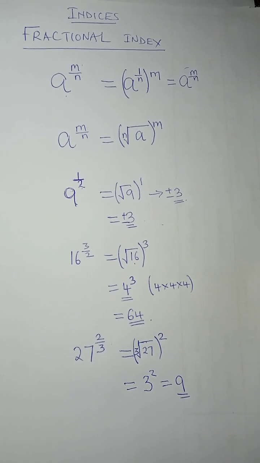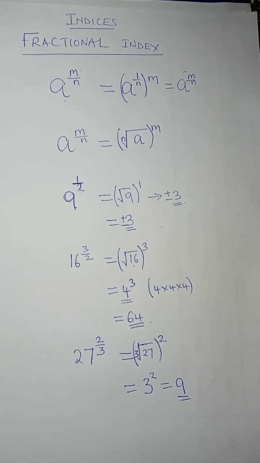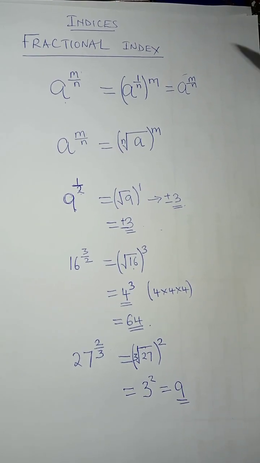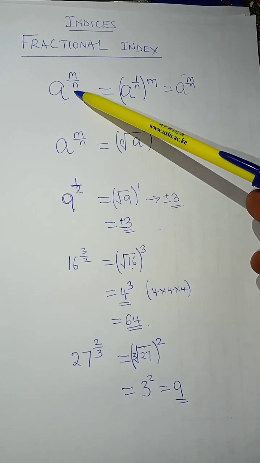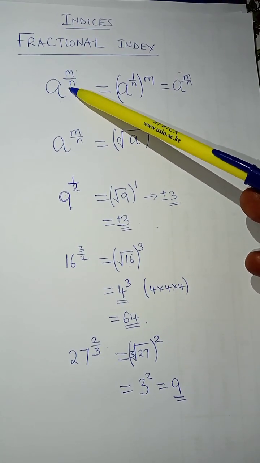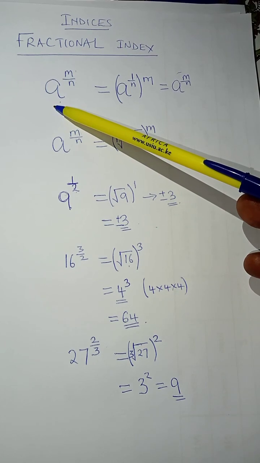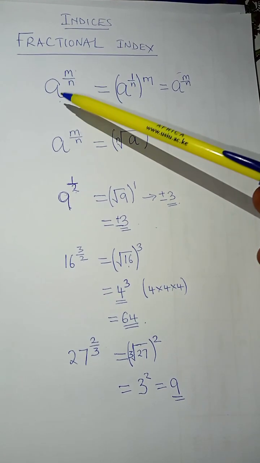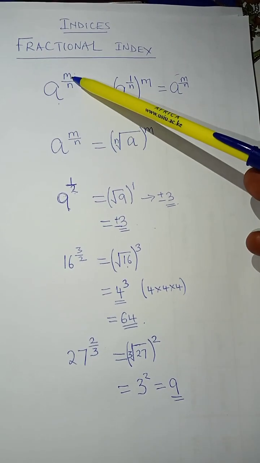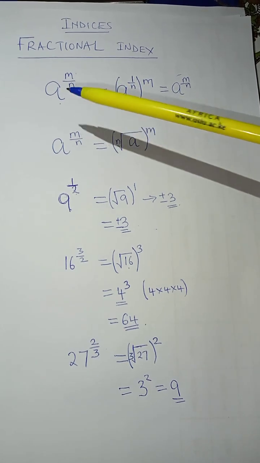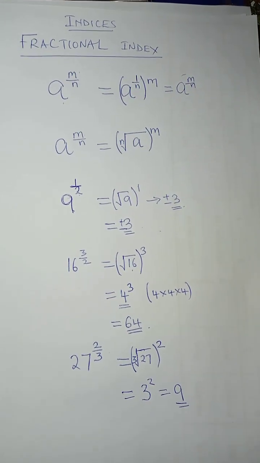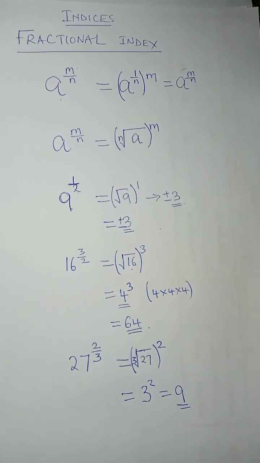Every time we are presented with a power that is a fraction, handle the denominator of the fraction first, the nth root of that number. Get the answer. Raise that answer to power m, which is the last power. And that is how we handle the fractional index.